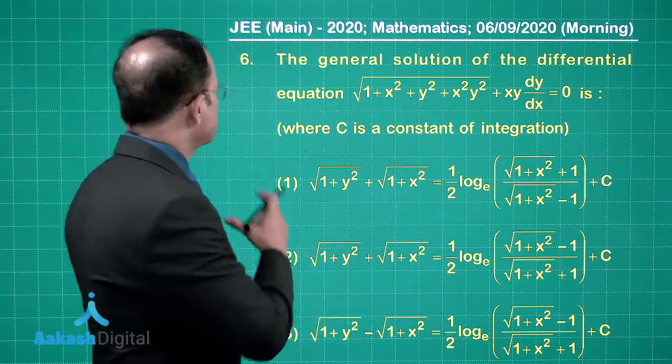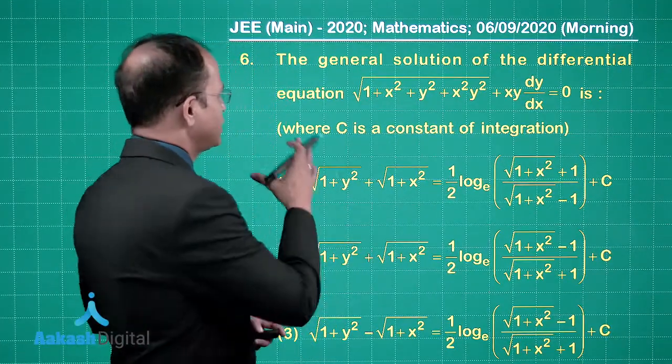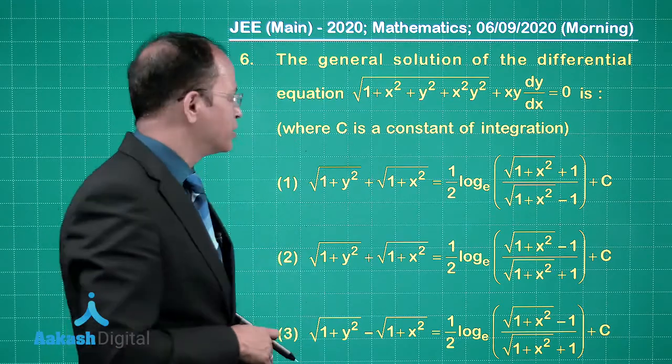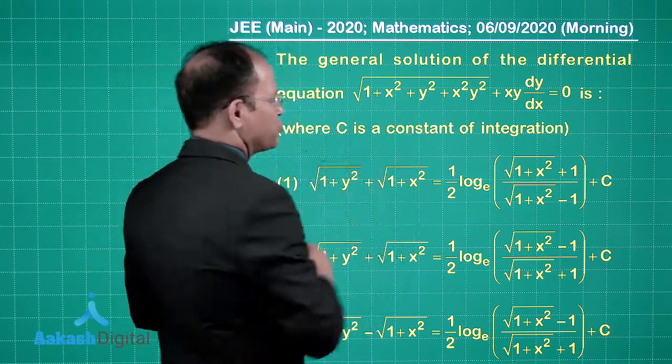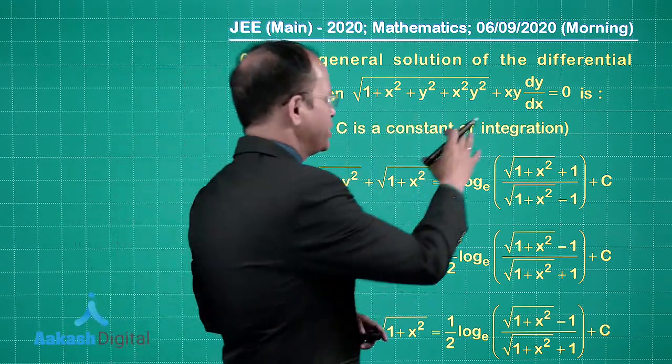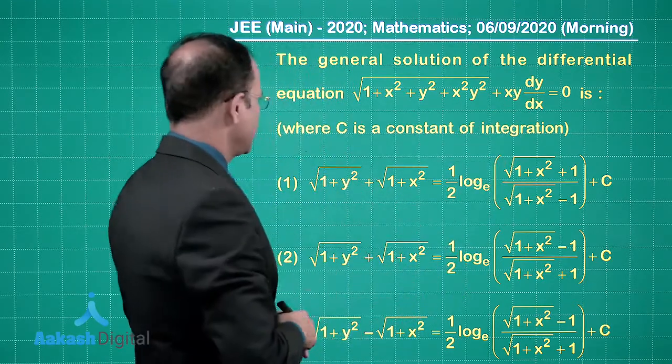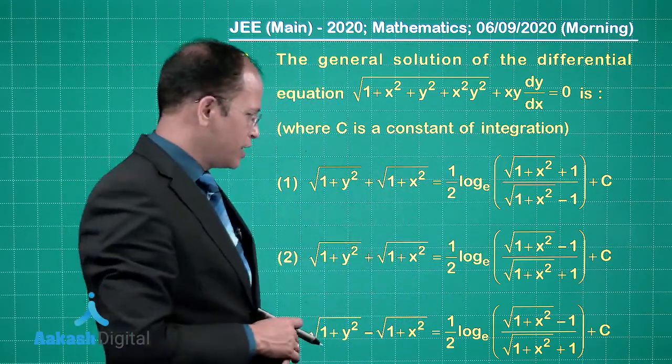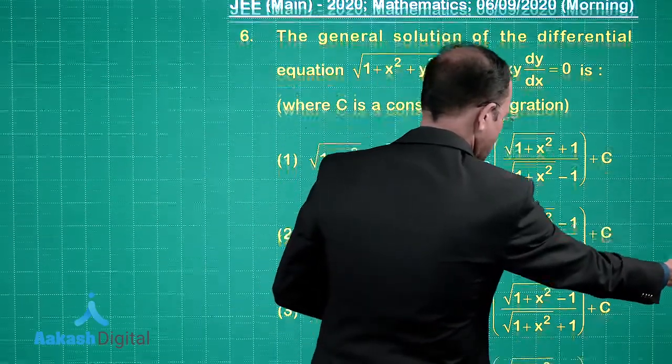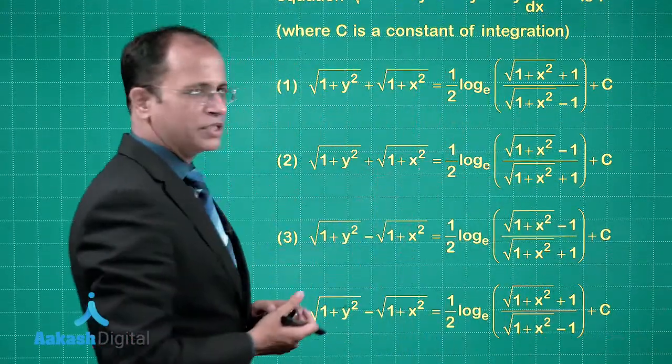Now let us discuss question number 6. It has been given that the general solution of the differential equation square root of (1 plus x square plus y square plus x square y square) plus xy dy by dx is equal to 0 is what? Where c is the constant of integration. And also you have been given these 4 options. You can see big options have been given.